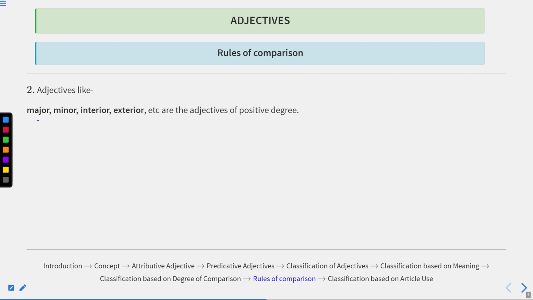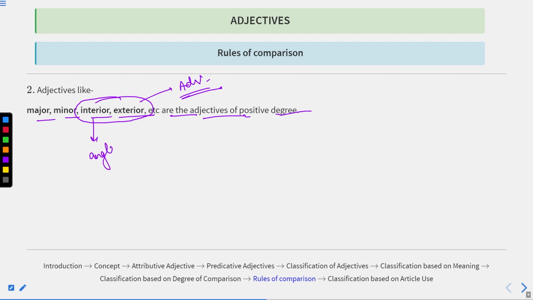Now, adjectives like major, minor, interior, exterior, etc. are adjectives of positive degree. These are actually known as the positive degree of adjective. Even though they have an "or" or "er" ending, they are always considered positive degree adjectives. However, interior and exterior are not always adjectives, but they can be adverbs. Sometimes they can be used as adjectives. For example, if I say interior wall, or exterior angle, interior angle, so they can be adjectives as well.